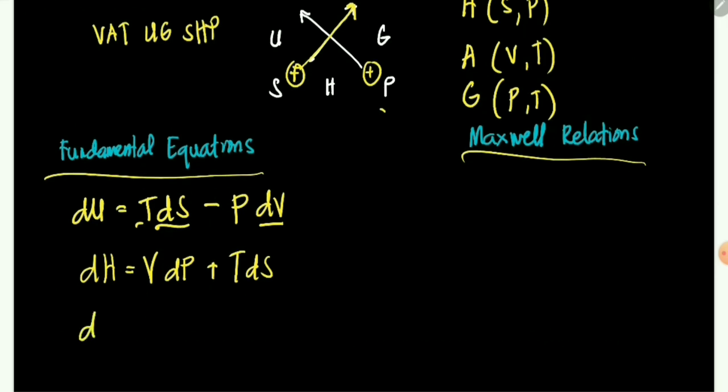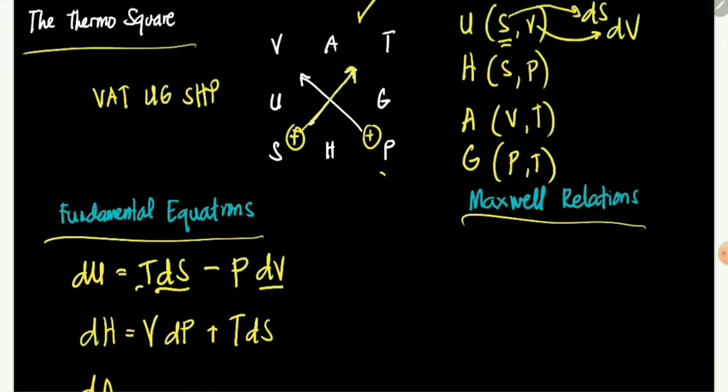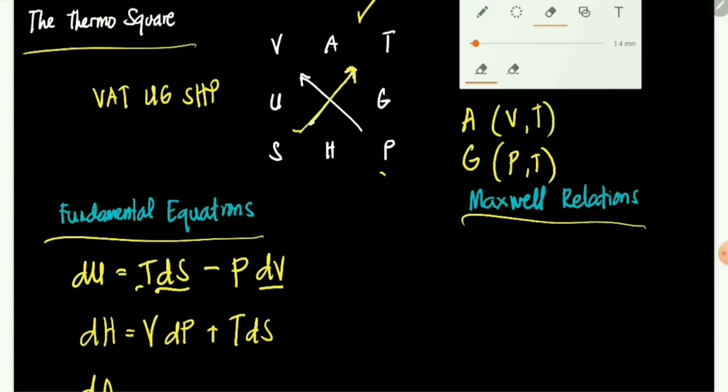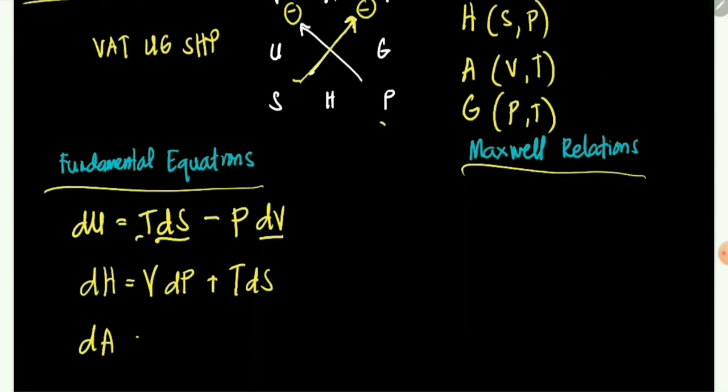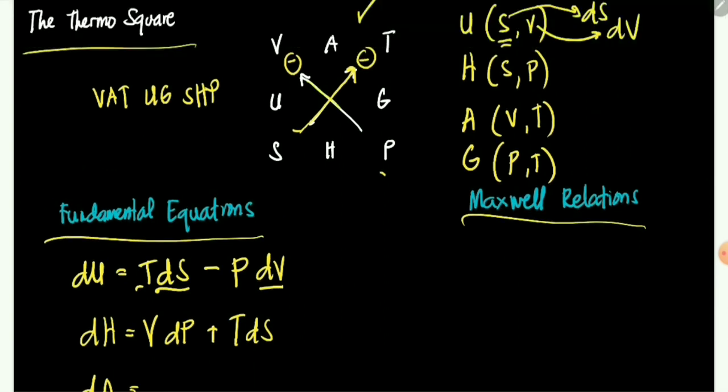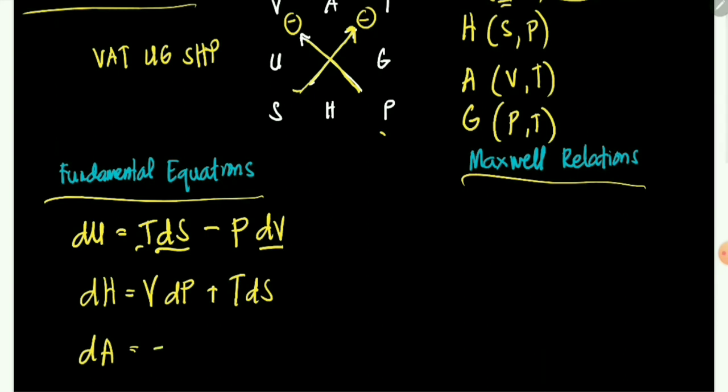So, for dA naman, let's erase ulit. Okay. For dA, nakikita natin na parehong papunta sa V and T yung arrow. So, parehong negative. Okay? So, yung nasa other end ng arrow na to, that's negative P dV.